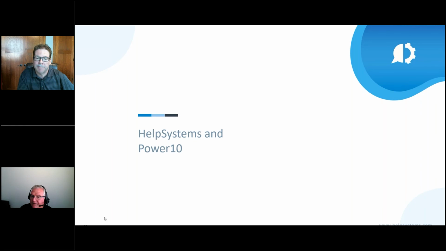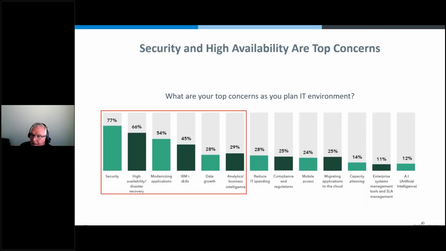From a HelpSystems perspective, I wanted to spend a few minutes here in the latter half talking a little bit about what we focus on around Power. Going back to our marketplace study, which we look at also from a development standpoint, we know security, high availability, modernizing applications, IBM i skills, data growth, and business intelligence analytics are the top six items on your list. Hence, we continue to enhance our products in that space, or in the case of IBM i skills, deliver webinars like today and other webinars to help educate you on this platform.